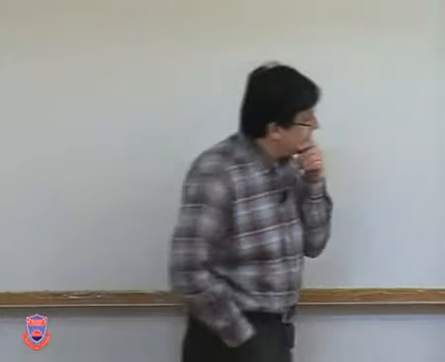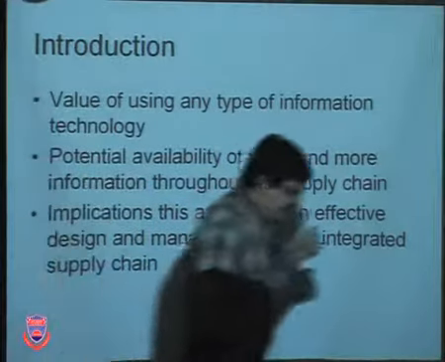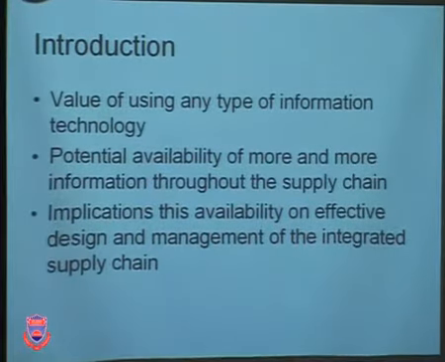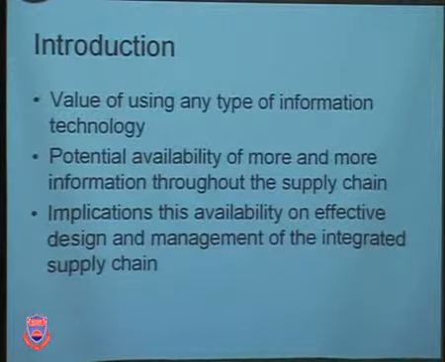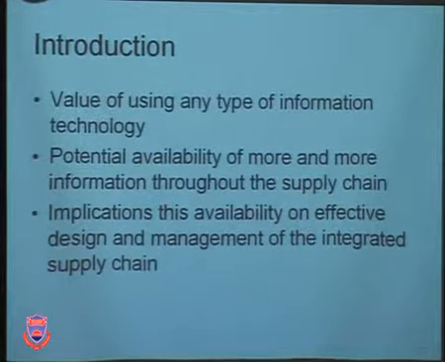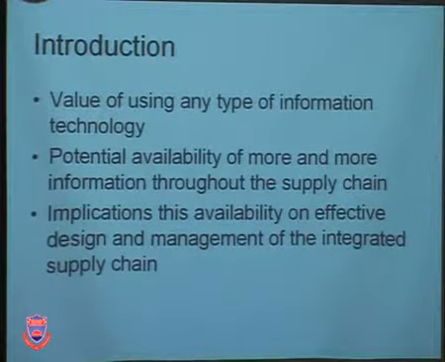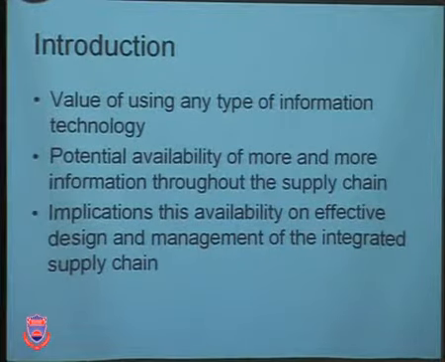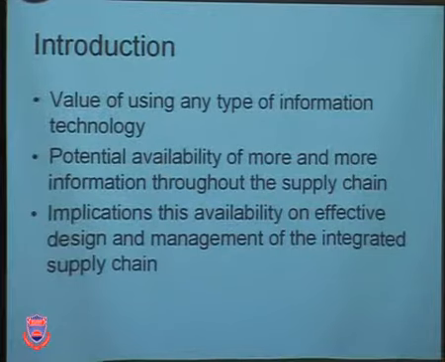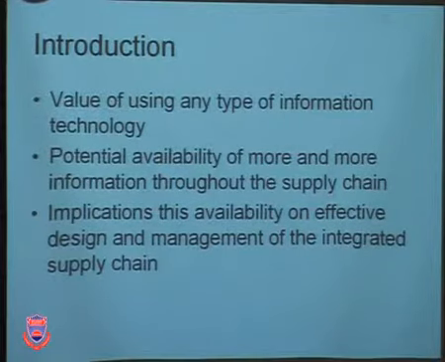Now, the key idea in this whole issue of information is, what is the value of using any type of information technology if it is going to make our system more efficient? This is the underlying idea. And so what we need to show is that information actually helps us in reducing some of the variability and reducing our costs. So we need to show that.